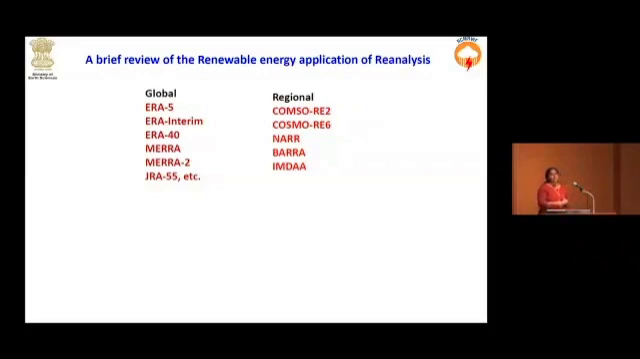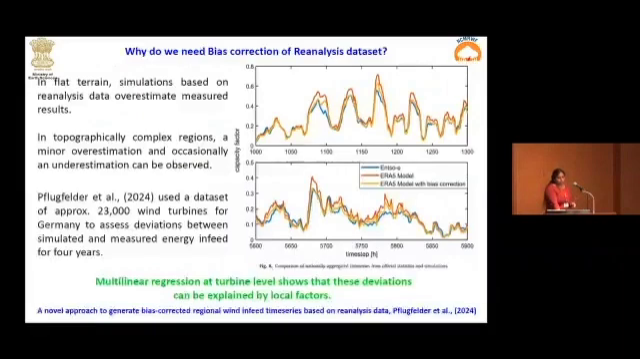But when we use the reanalysis data sets, as we are discussing, we have to be careful with the products, particularly in the renewable energy sector. So we have to do some sort of bias correction and uncertainty removal, and we need to see which reanalysis to use. Now we have so many global and regional reanalyses, so wherever we have both global and regional data sets, which one is the best for the renewable energy application, that we also need to determine carefully.